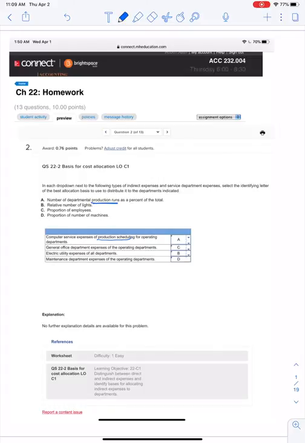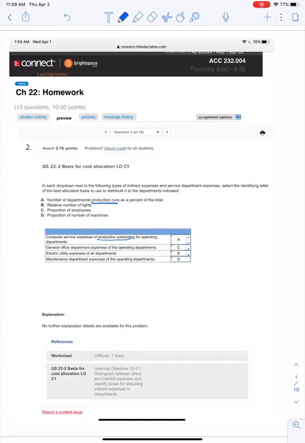Okay. The next one says, let's look at electric utility expenses of all departments. Now that we're looking at electricity, out of these options, letter B looks pretty good. We're basing it on the relative number of lights. As the relative number of lights increases, you would expect the electric bill, or that utility bill, to increase as well. And so that's going to be letter B.